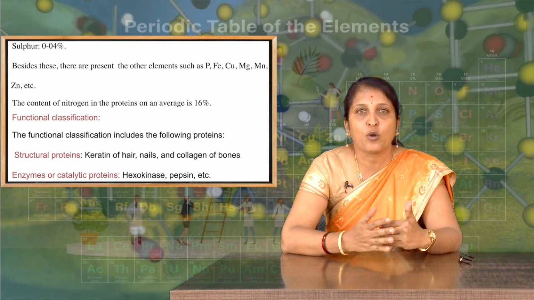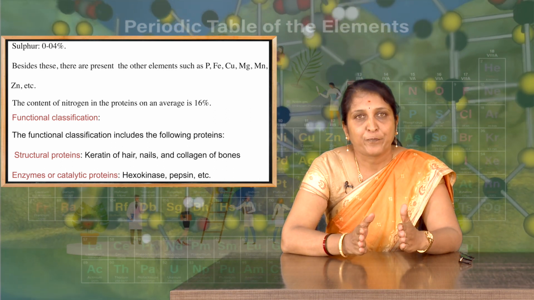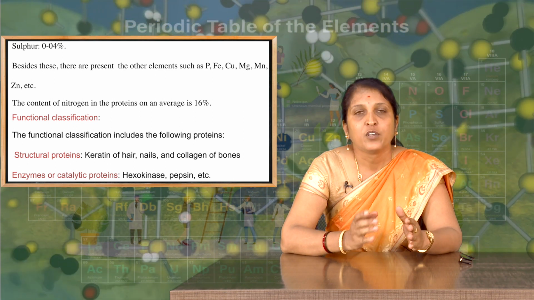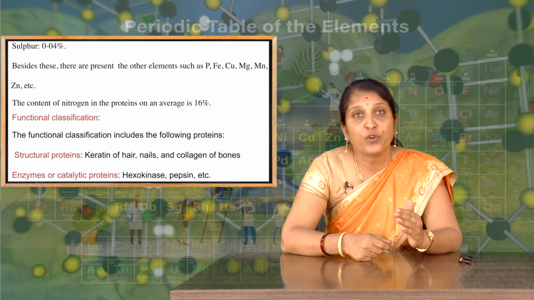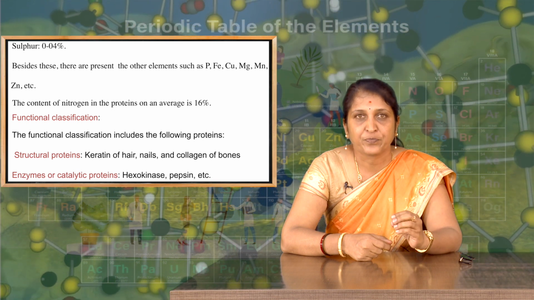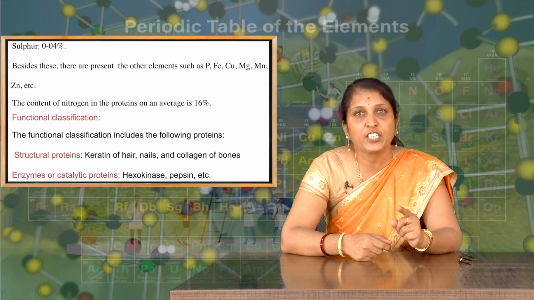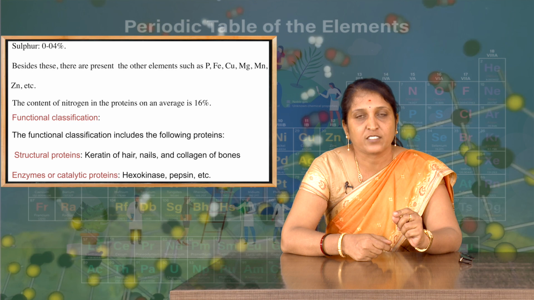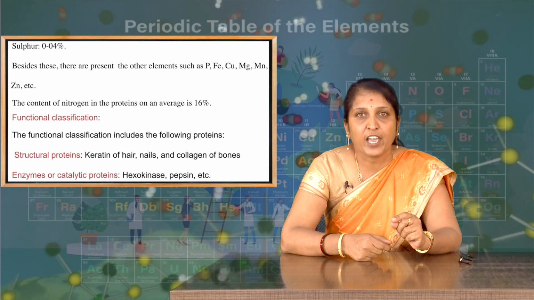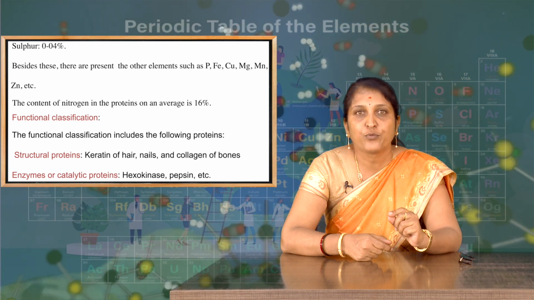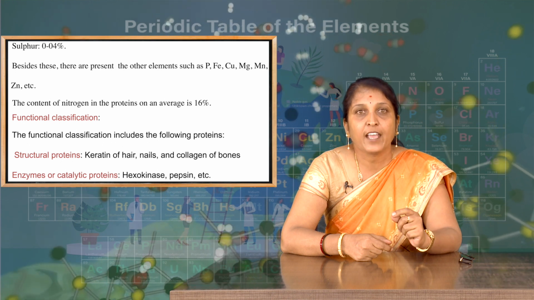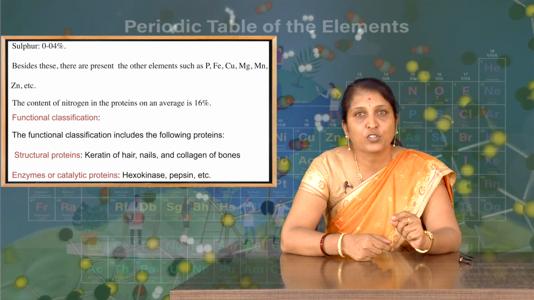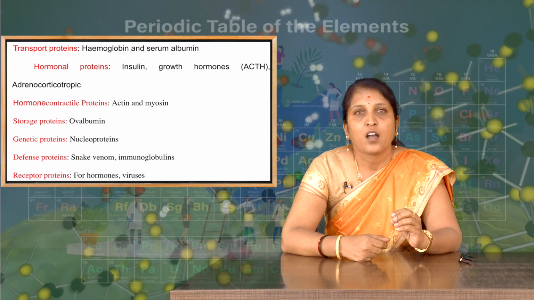Next, we move to know about classification of proteins. Proteins can be classified into many groups. First, we concentrate on functional classification of proteins. The functional classification includes the following proteins. The first one is structural proteins. It contains keratin of hair, nails and collagen of bones. Next one is enzyme or catalytic proteins. It contains hexokinase, pepsin, etc.